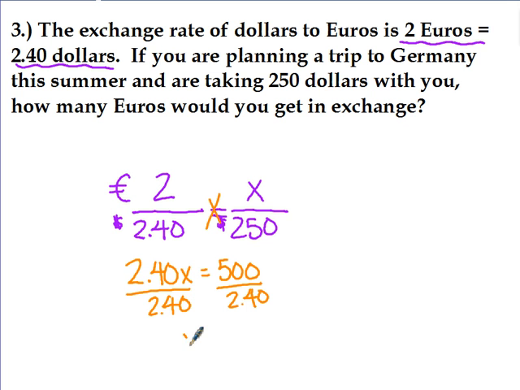And x is going to be, now I have to round this, 208.3 euros. And if you don't know the symbol for euros, that's fine. You can just write it out.